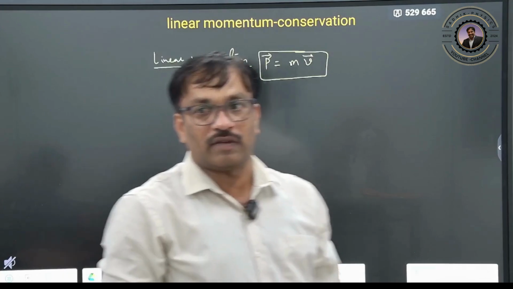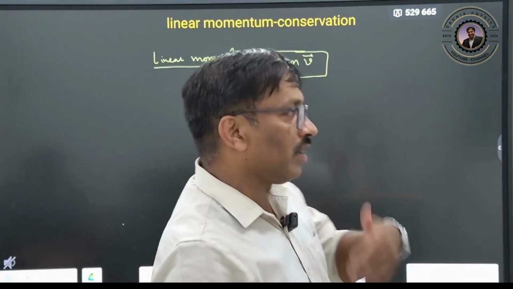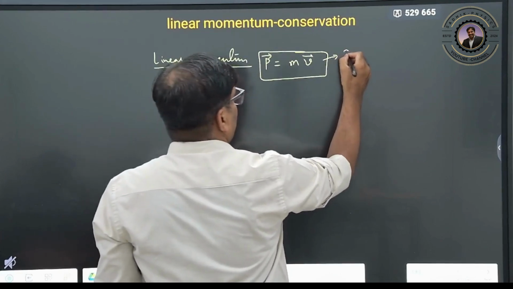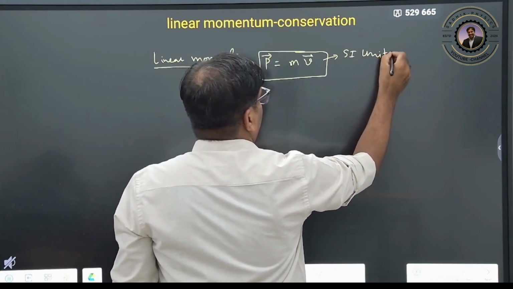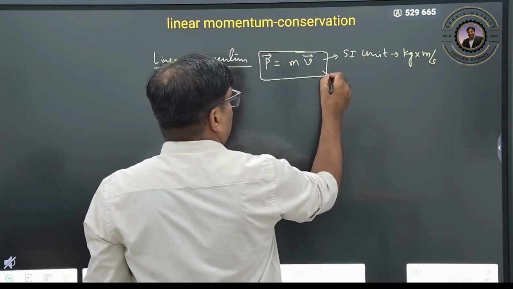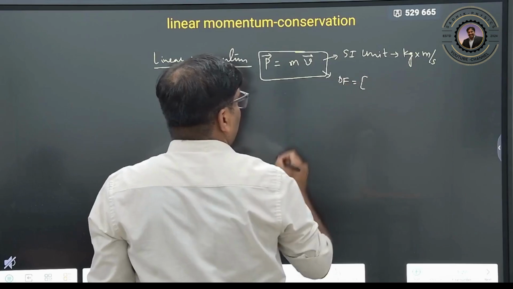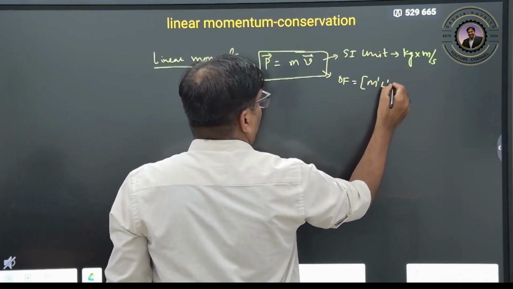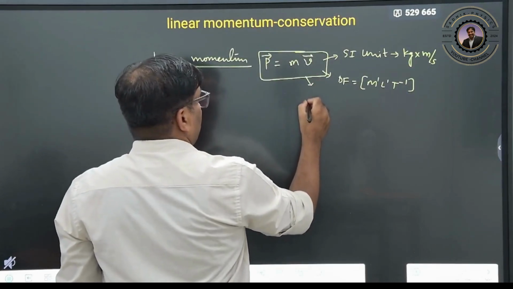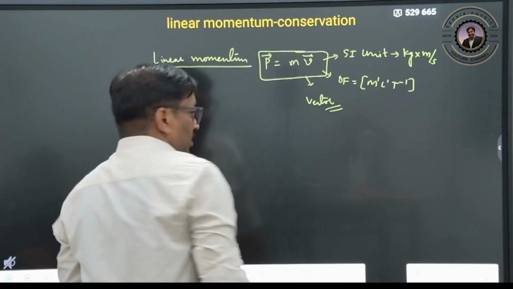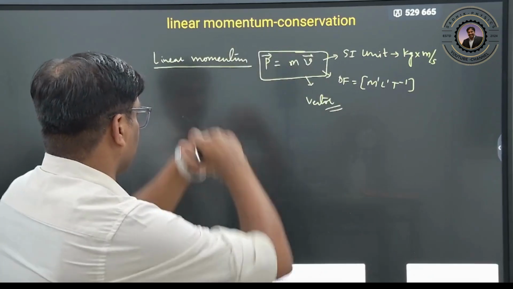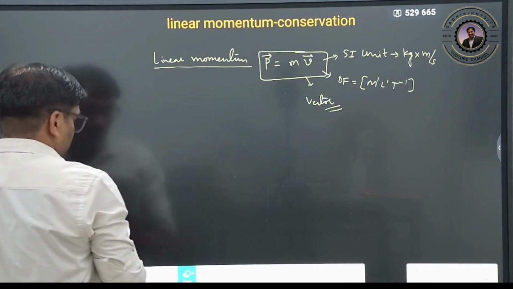The object is going in some direction, and in that direction the velocity is there, and in that direction only the momentum will be there. It is a vector quantity. Can you tell me the SI unit of this? The SI unit is kg meter per second. The dimensional formula is M^1 L^1 T^-1. It is a vector quantity with the direction in which the object is going, the velocity direction. We can have some simple concepts on this.